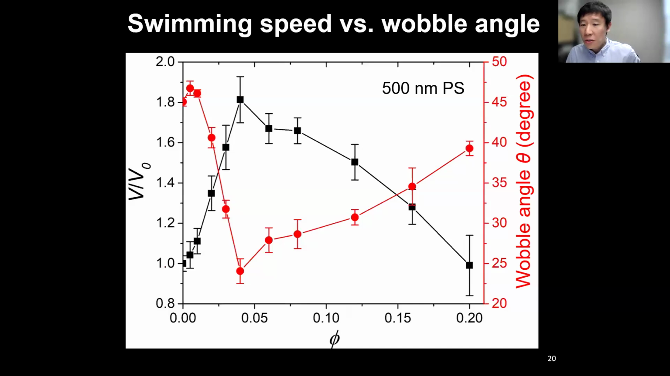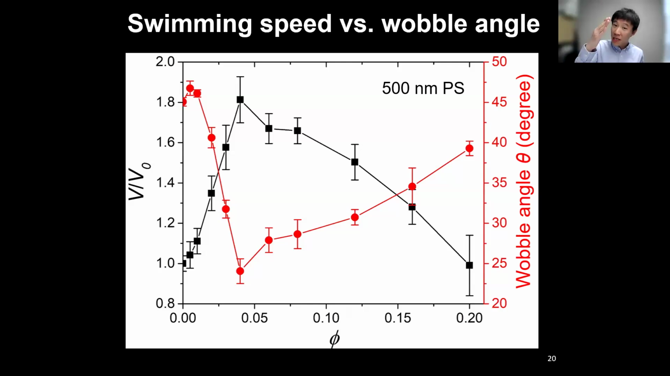Okay, but this is not the only similarity. Another interesting feature we see is that the swimming speed is anti-correlated with the wobble angle. As you can see from this plot, when the swimming speed goes up, the wobble angle goes down. When the swimming speed goes down, the wobble angle goes up. I think this intuitively makes sense, right? If I wobble a lot, I do not go forward much, so my swimming speed is low.